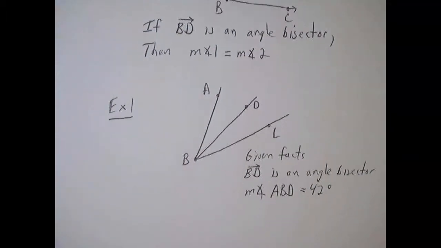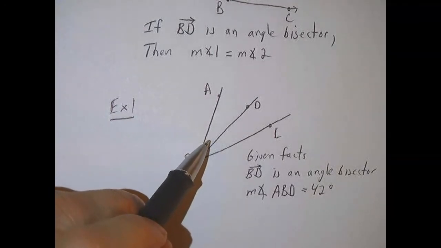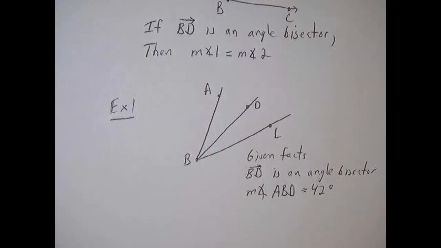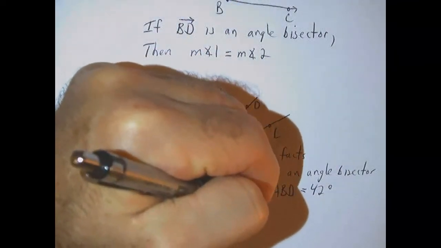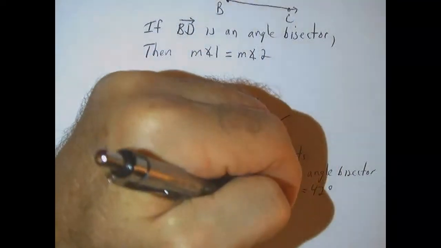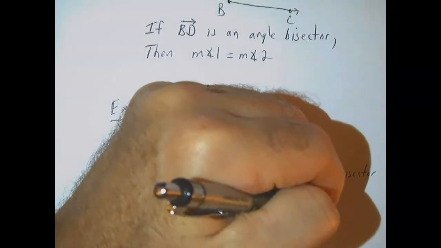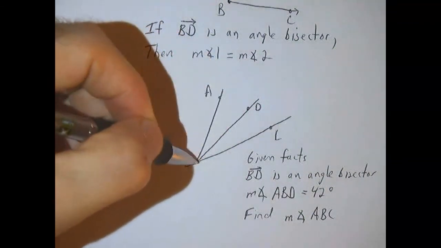Not drawn to scale, because we didn't measure this to draw. We just drew it, and we probably didn't draw a 42 degree angle there. Mine's smaller, but again, not drawn to scale. Now we're going to find two things. We're going to find the measure of angle ABC, and we're going to find the measure of angle DBC.